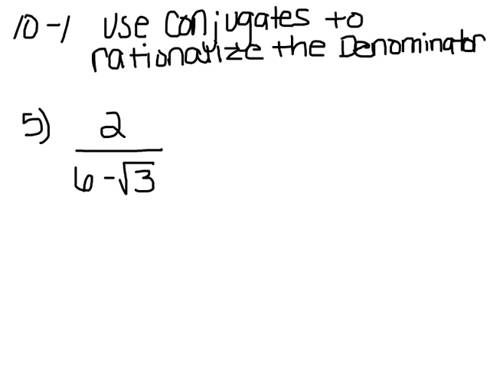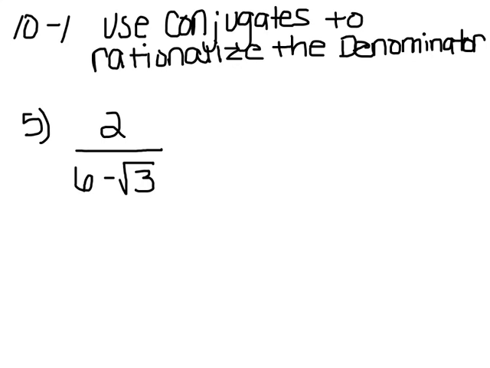This lesson will be on 10-1, use conjugates to rationalize the denominator. In 10-1, this is the second half of the lesson. So we're starting on example number 5. In example number 5, we have 2 divided by 6 minus radical 3.